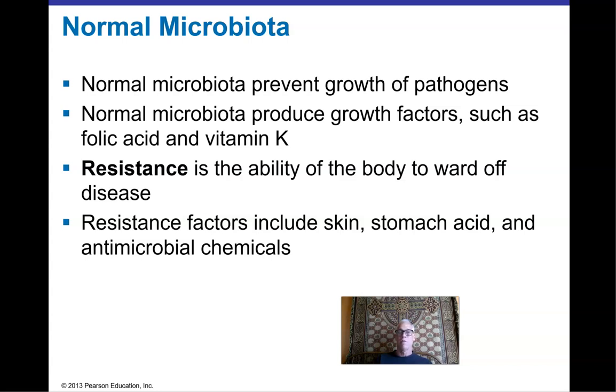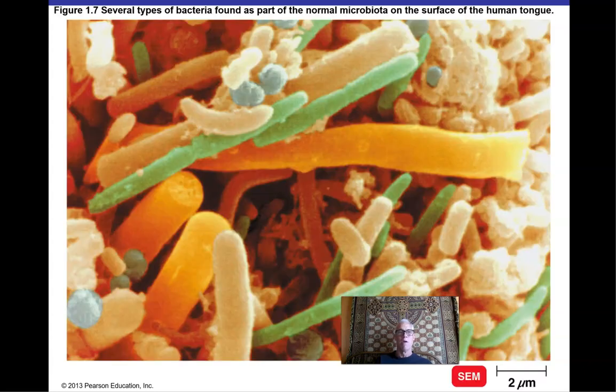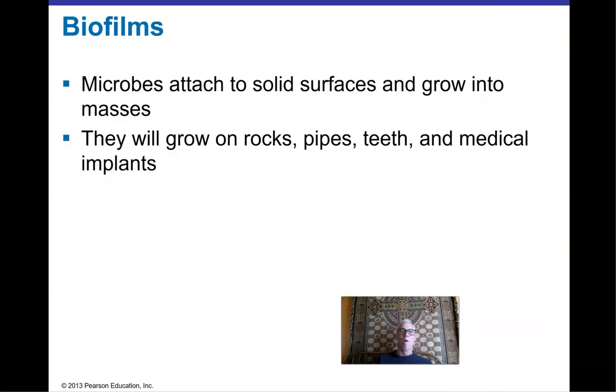We'll talk in the immune system about a lot of ways that your body can be resistant to infectious disease, including the acidity of your skin surface and your stomach acid that kills microorganisms. We'll spend a lot more time talking about that later on. Here's an important topic, just quickly introduce biofilms.